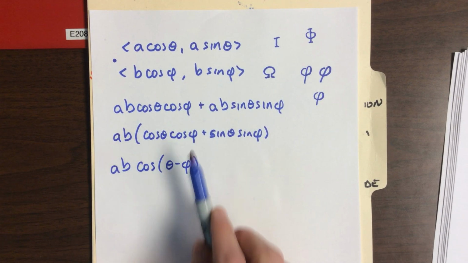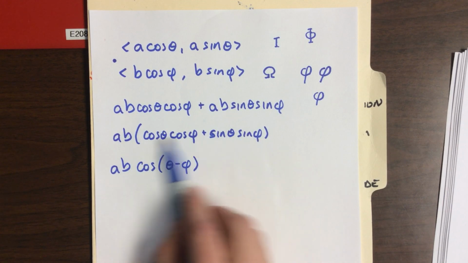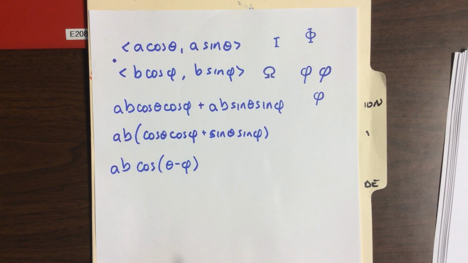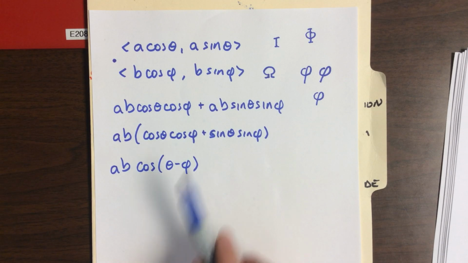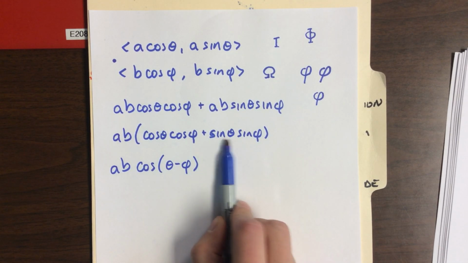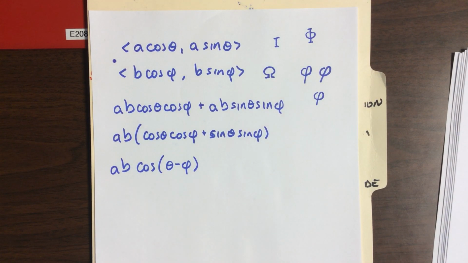That's our difference identity. Look at your identity sheets. This is your difference identity. Cosine the first, cosine the second, plus sine the first, sine the second is the difference formula for cosine. It's like the opposite; you change the signs.